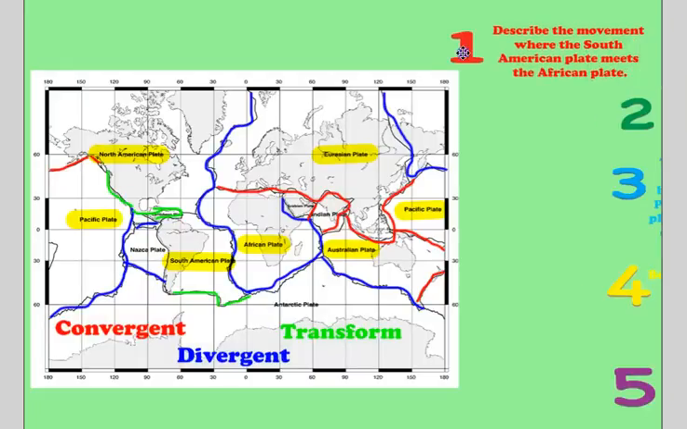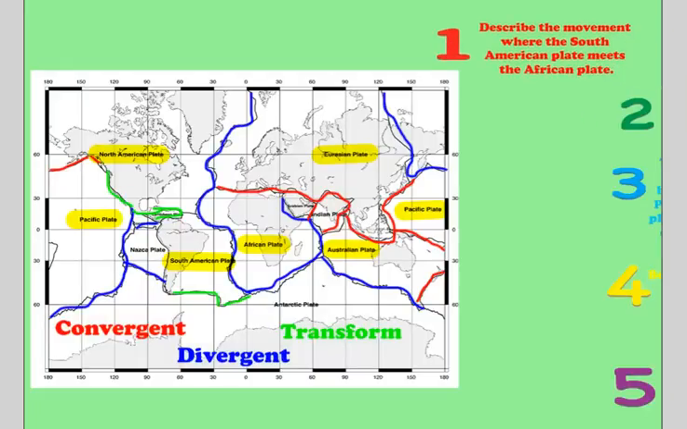The first question is to describe the movement where the South American plate meets the African plate. So the South American plate is here, the African plate is here, and I want you to describe what kind of movement you will see right here. Press pause and answer this now.